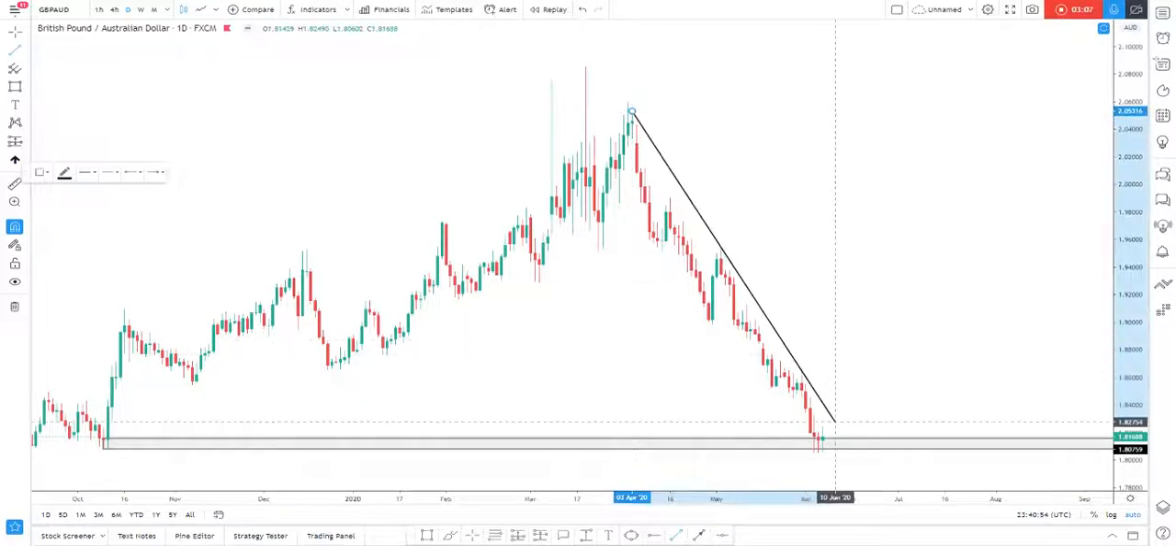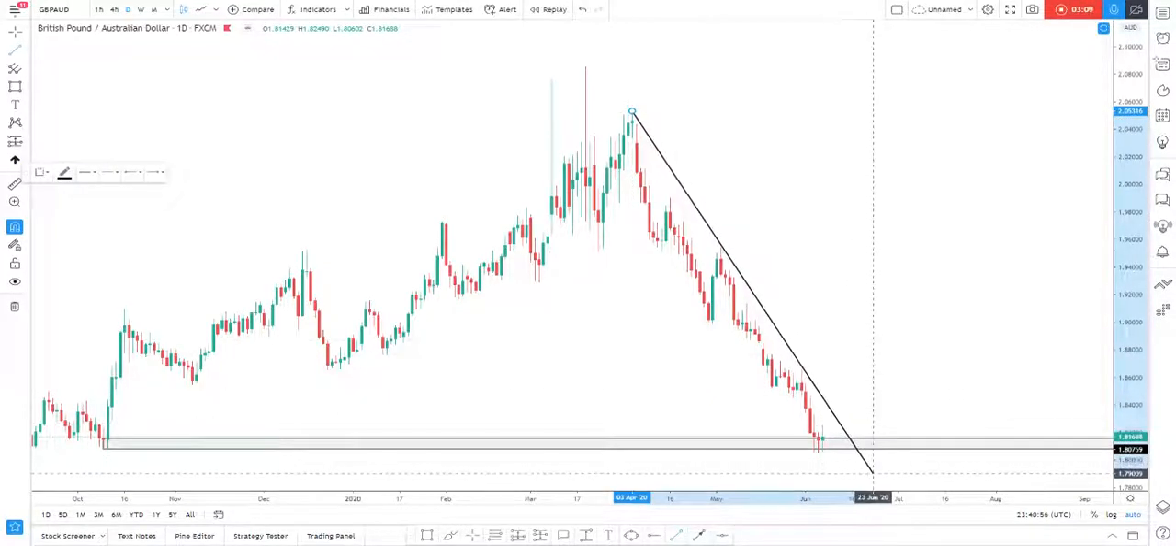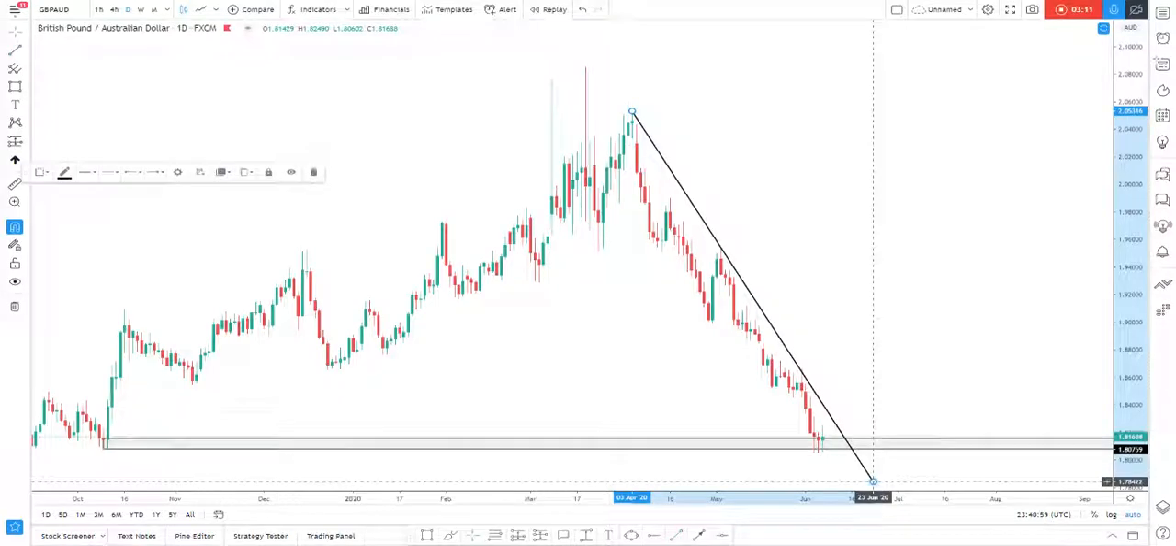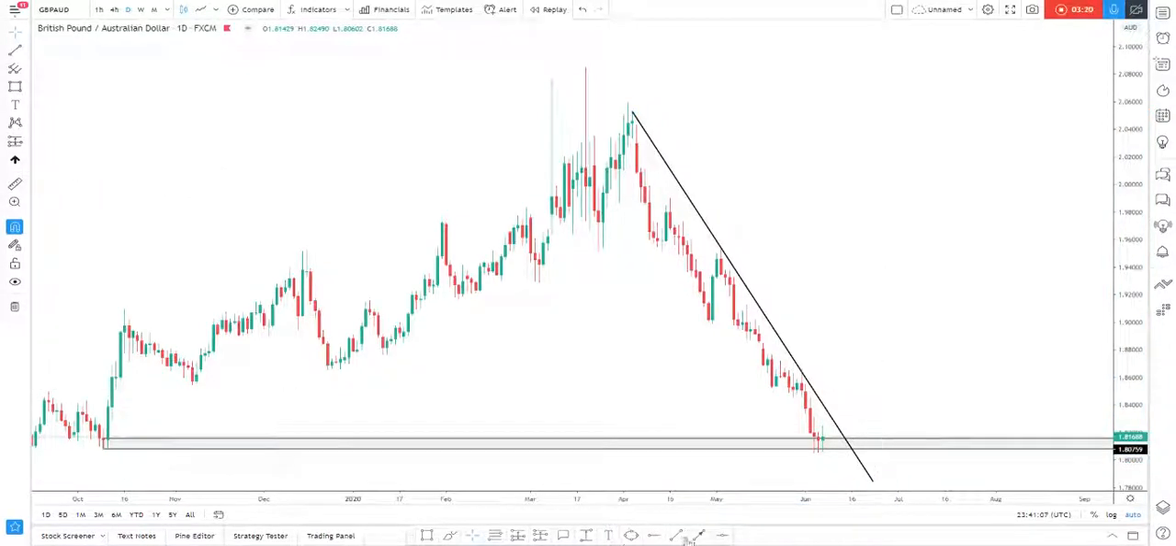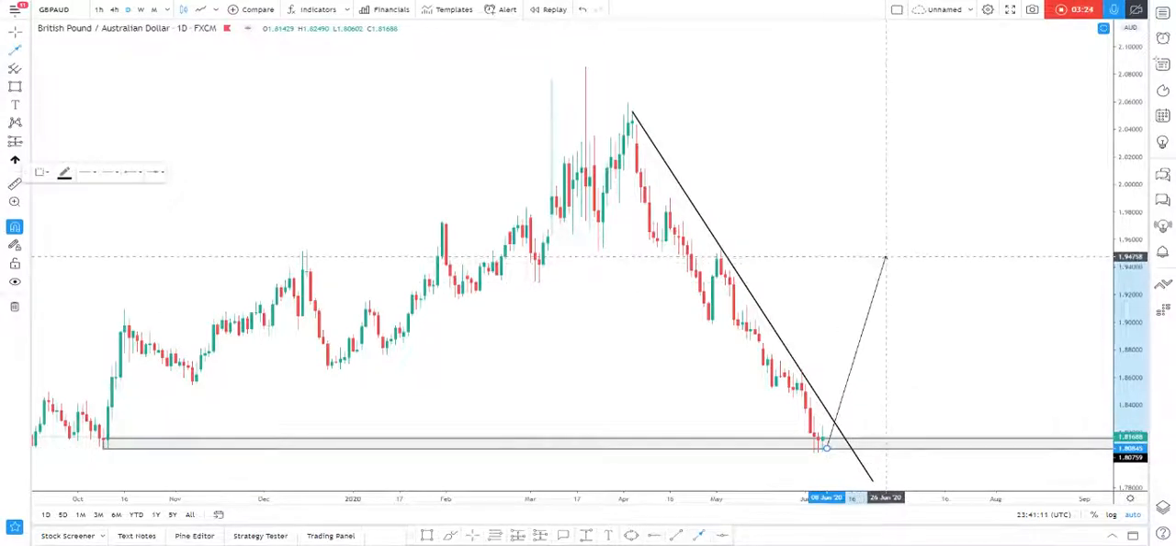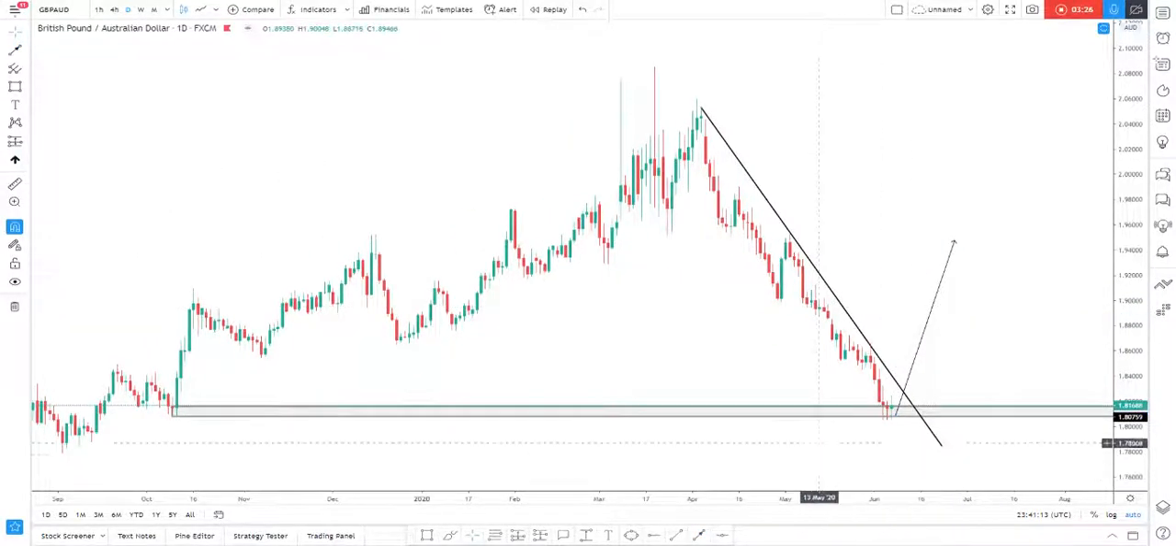Okay, now we can see there's a trend line that aligns perfectly to this. So we might have a reversal around this area, like a possible push to the upside around this area, if this buy zone tends to hold.